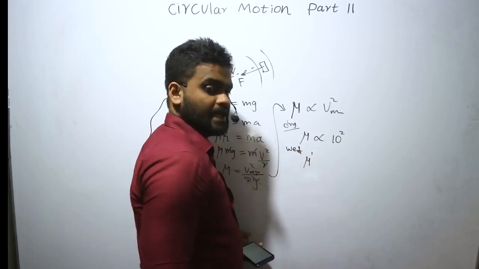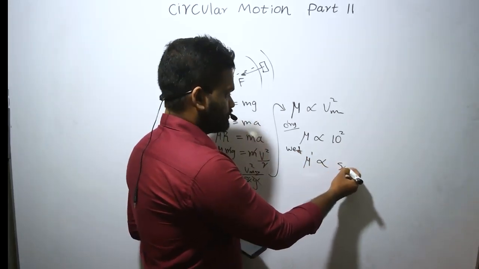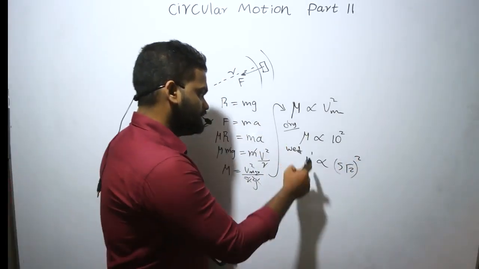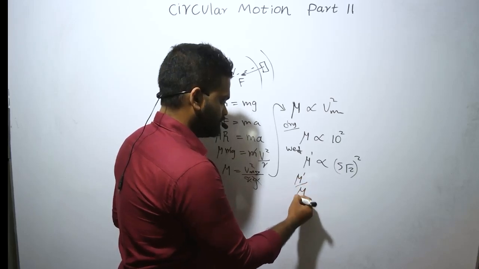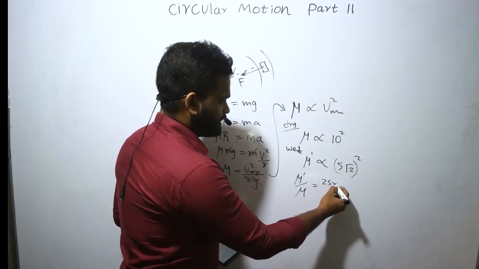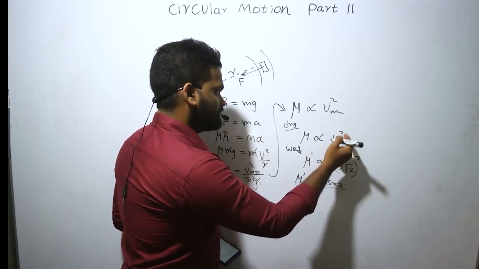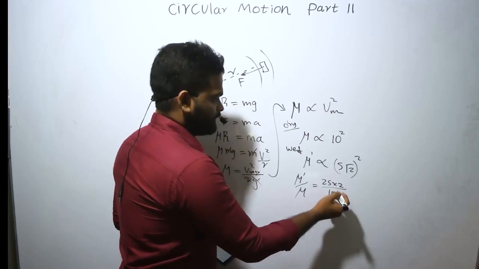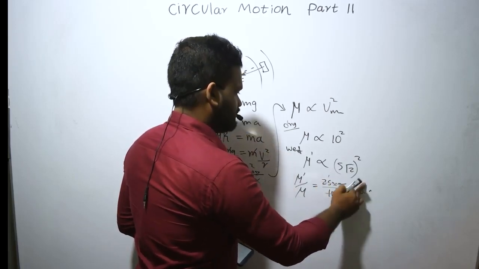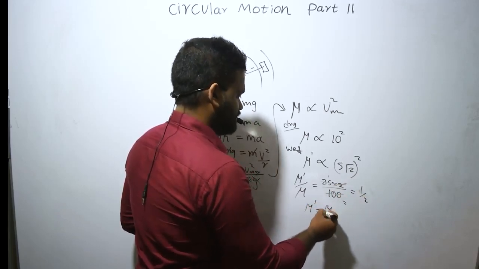What they ask is when the road is wet. So let's say mu dash, and they have given the velocity 5 root 2, squared. Then mu dash divided by mu equals (5 root 2) squared, so it is 25 times 2 divided by 10 to the power 2, so it is 100. So you get 1 over 2, 0.5. So mu dash is equal to mu divided by 2.